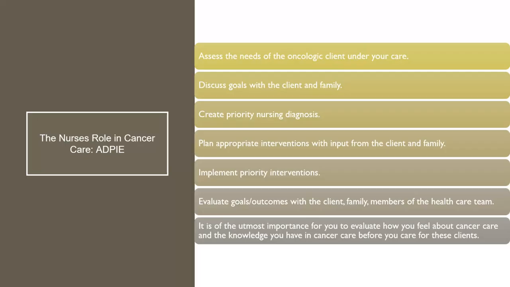So nursing role in cancer care: assess the needs of the oncology client under your care, discuss goals with the family, but family's typically going to want something different than what the patient wants. So make sure you're discussing privately with the patient as well. Create a priority nursing diagnosis plan, appropriate interventions, and input from the client and family. Implement priority interventions. Evaluate goals and outcomes. And it is of the utmost importance for you to evaluate how you feel about what's happening.